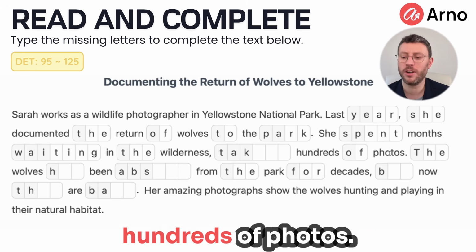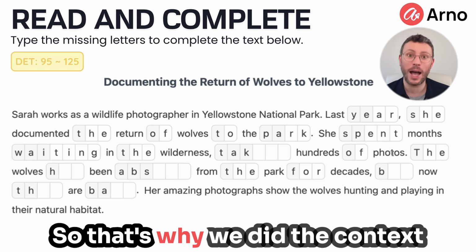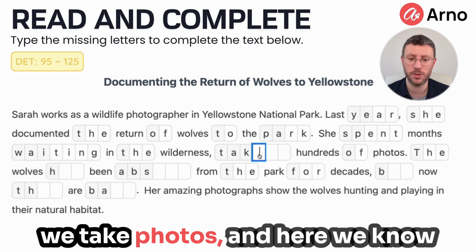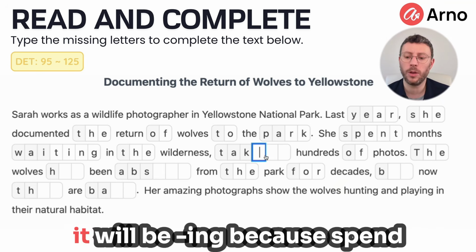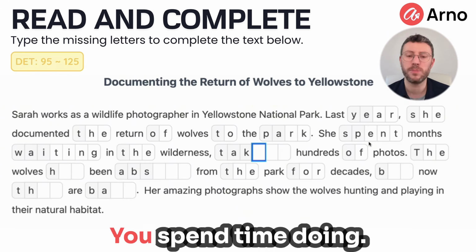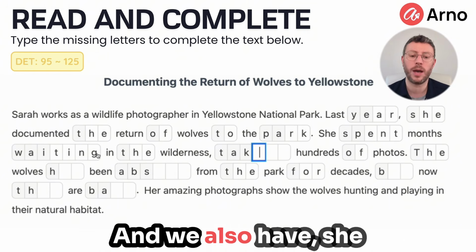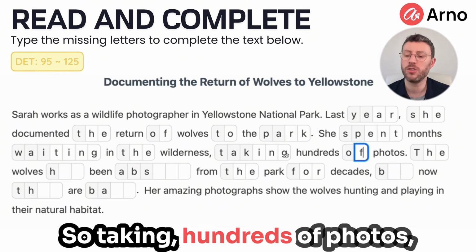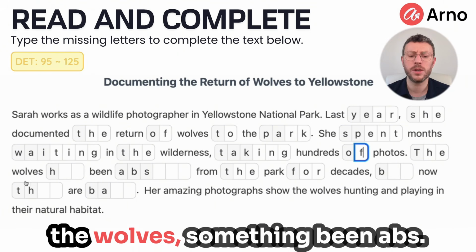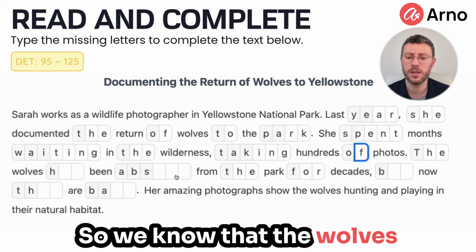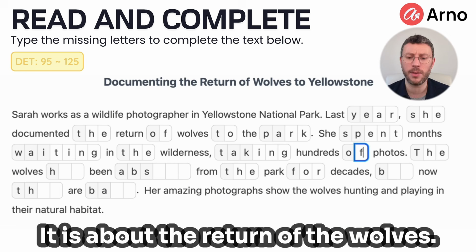Something hundreds of photos. So that's why we did the context part at the start. We know we take photos. And here we know it will be ing because spend plus ing, right? You spend time doing. And we also have she spent months waiting. So taking hundreds of photos. The wolves, something been absurd. So we know that the wolves they left, right? It's about the return of the wolves.